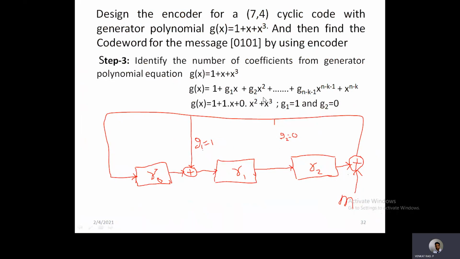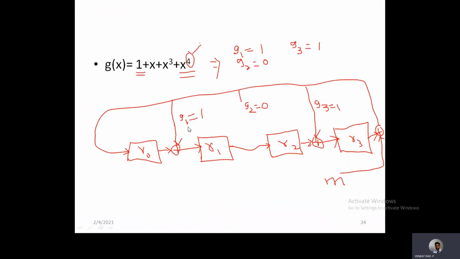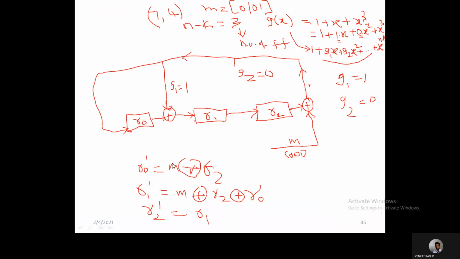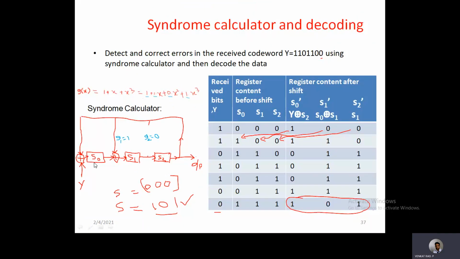Here I am using the same generator polynomial equation, and for the same input we have already found the encoder output. So here this will be the syndrome calculator. If you observe clearly, again there will be 3 flip-flops because there are 3 parity bits.